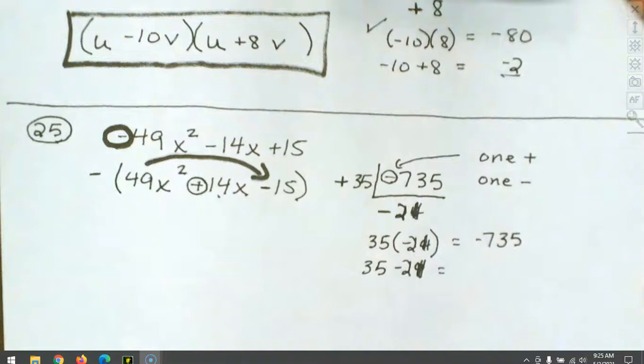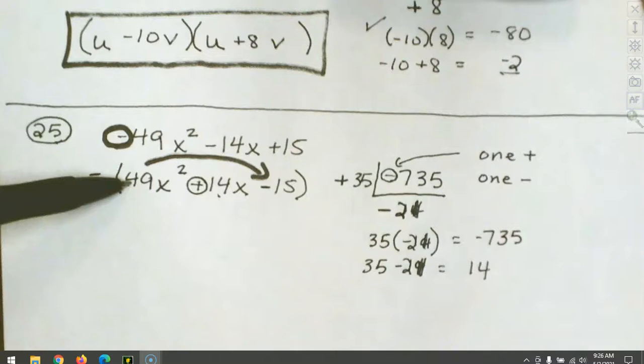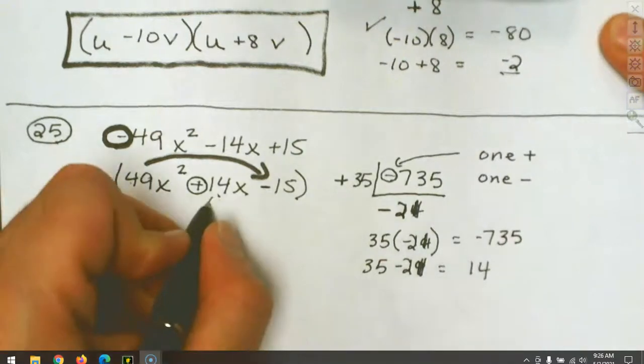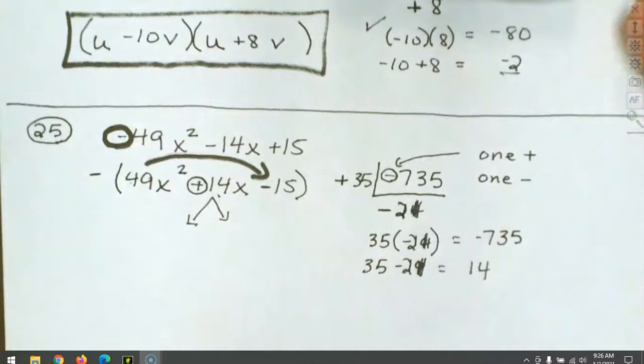Okay, 35 minus 21, that gives you your 14, right? So our two numbers are 35 and 21. Multiplying them gives you a minus 735. Subtracting them gives you that 14. Now we cannot just jump to our factors. If this was a 1, we could go directly to our answers, but it is not. So what do we then have to do? Split the middle to do factor by grouping.